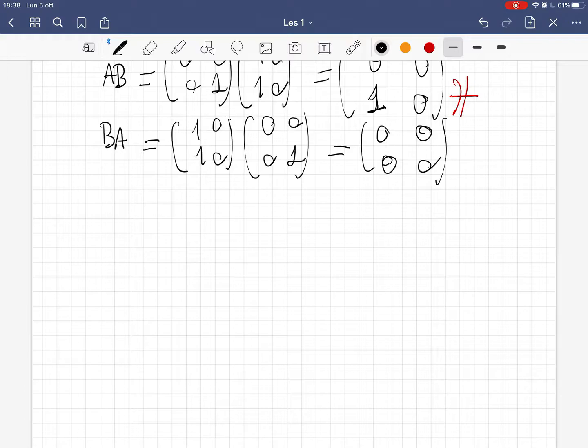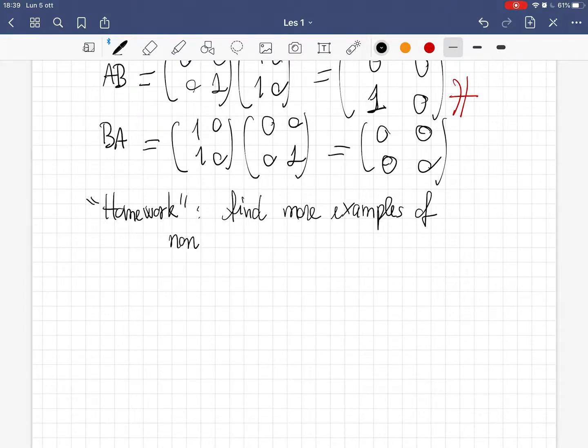A typical one, for example: let's say you want to put on your shoes. Normally what you do is you put on your shoe, and then you tie the bows. This is the normal way to do this. But if you tie the bows before you put on the shoe, then it's kind of different. You can make some more examples yourself if you want. But okay, as a homework, find more examples of non-commuting matrices.